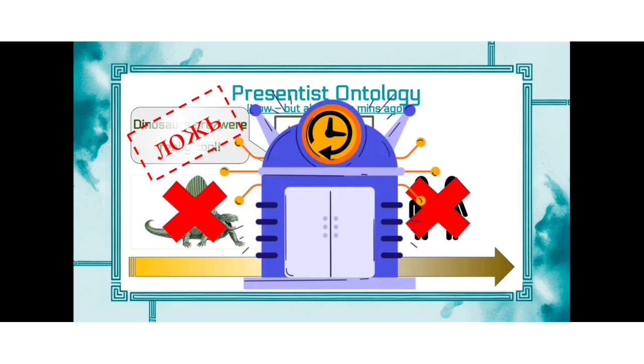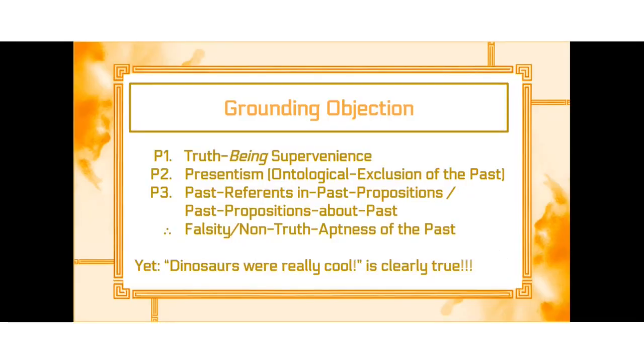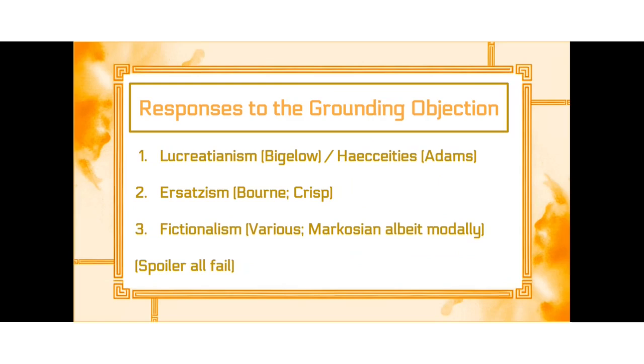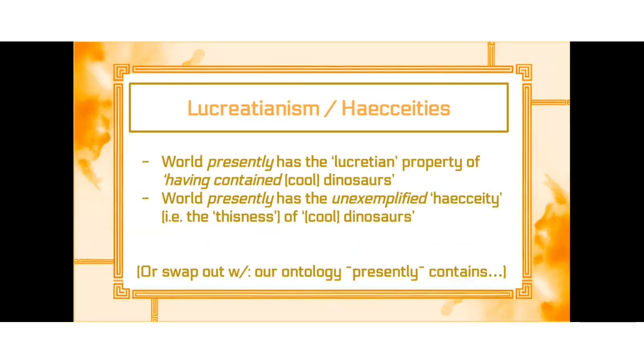Let's go back to the present. We have this grounding objection. It seems that we're going to have to get rid of one of these premises to make it work, or we're going to have to accept this strange conclusion that the past is false, or is not truth apt in some way, at least not substantially, non-trivially so. So how can we actually do this? There are a bunch of different strategies.